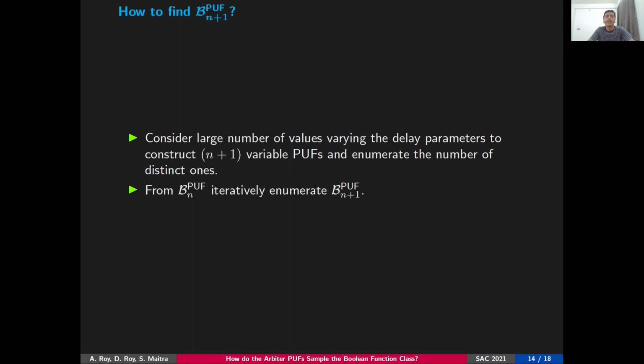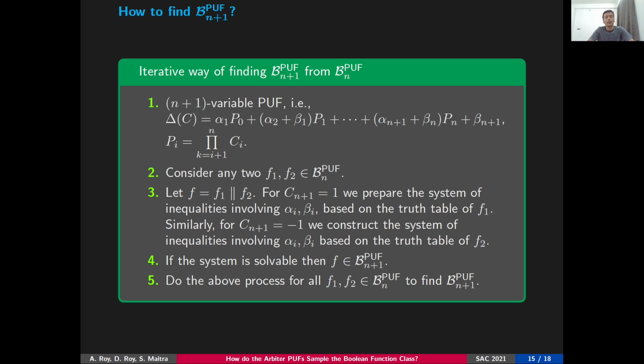Now can we have any iterative way of finding Bn+1 PUF from Bn PUF? To answer this question, we have designed an algorithm in our paper. The complete description of the algorithm is given in our paper. I'll give a brief sketch of the algorithm. Now, you can easily construct the set Bn+1 PUF from Bn PUF.